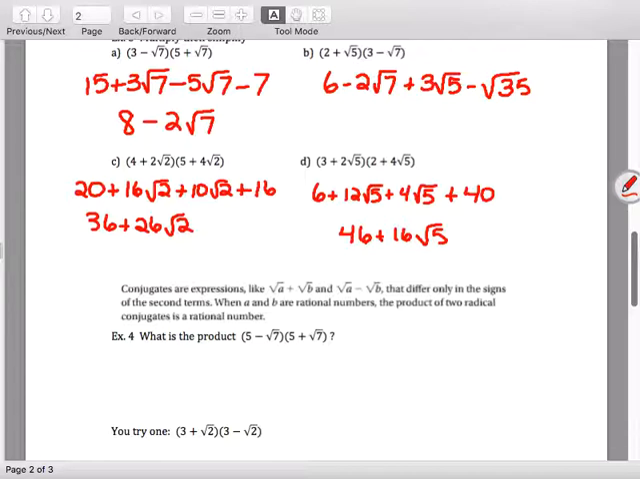All right, what questions can I clarify for you? How did we get 40 plus 6? Yeah, you're going to collect what are considered like terms.